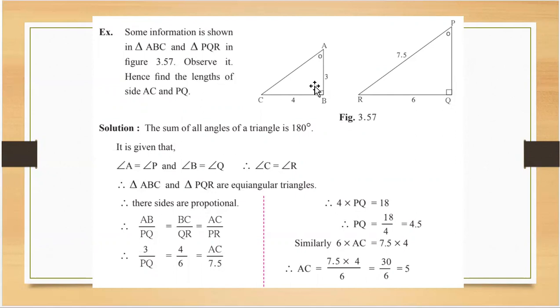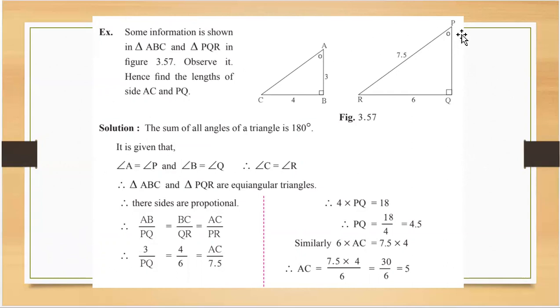Okay, observe it. They have told us to observe both of the figures, and they have told us to find out the lengths of side AC and side PQ. So there are some missing lengths and those lengths you have to find out. It is very simple. First of all, we already know similarity कैसे find out करते हैं. We already know that the angles are equal. Angle A, it is given that angle A is equal to angle P. How? Because the symbols are similar.